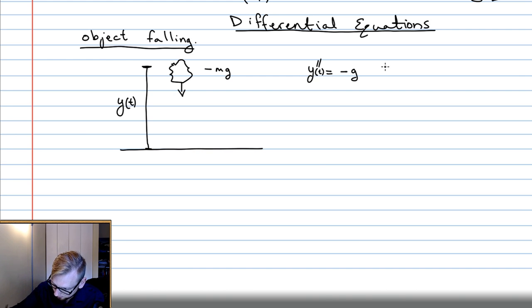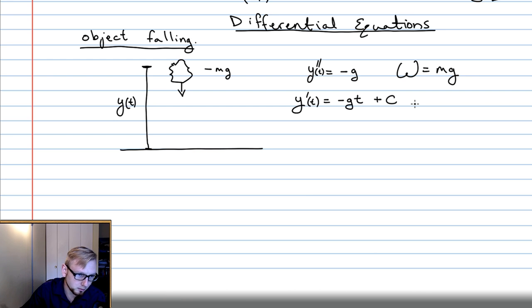We assume its weight is its mass times its acceleration, right? So we want to know what its position is according to time, not just its acceleration. That's where differential equations come in. So this is a very simple one, because if we just integrate this equation, we'll have y prime is negative g times t plus some constant. We don't know what that is, but we're going to call it constant 1.